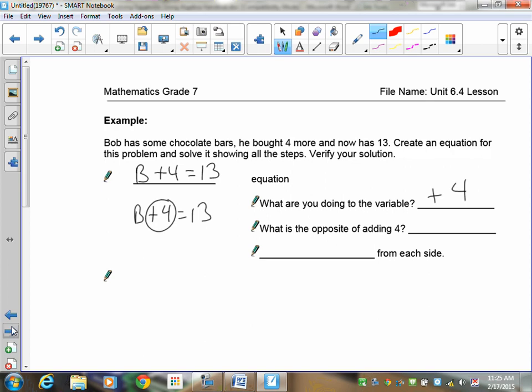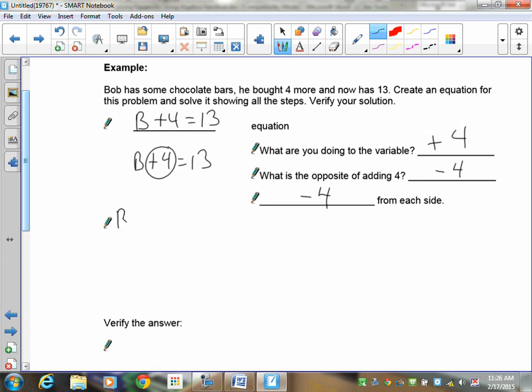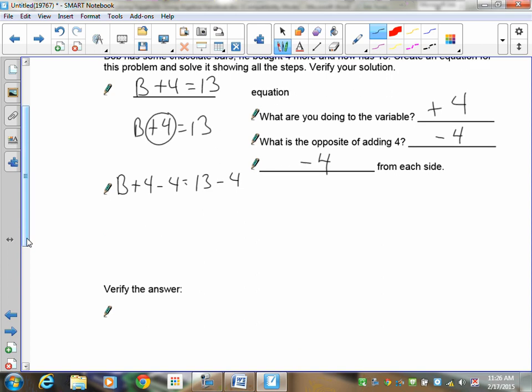What's the opposite of adding that 4? We're going to subtract 4, so that means I have to subtract 4 from each side. So what does that look like? Well, I still have my b and my 4 positive tiles. I'm going to put my negative 4 with it. I'm going to take my 13, and I'm going to put my negative 4 with that. So now I'm going to figure out what the 0 principles are. These cancel, so b has a 0 principle take place. 13 take away 4 is 9, so I know that b is 9.